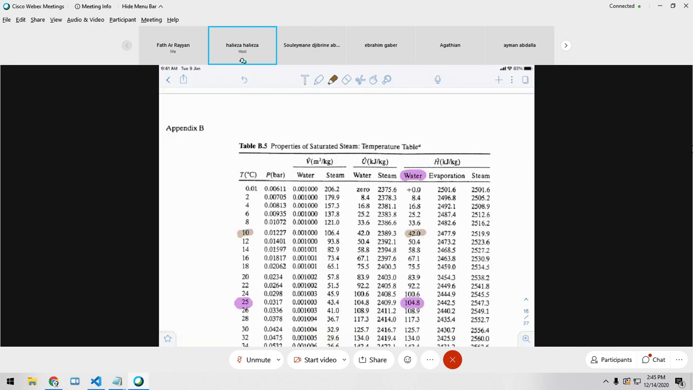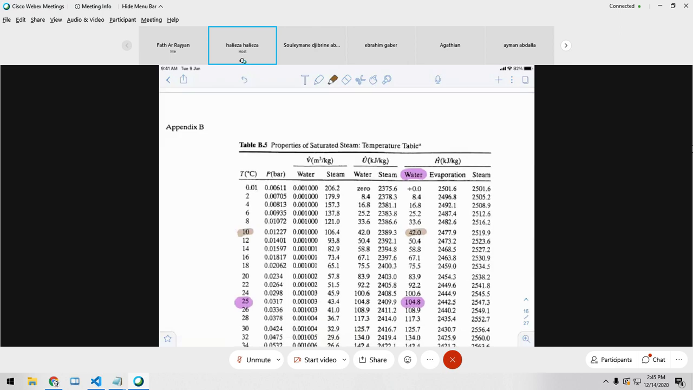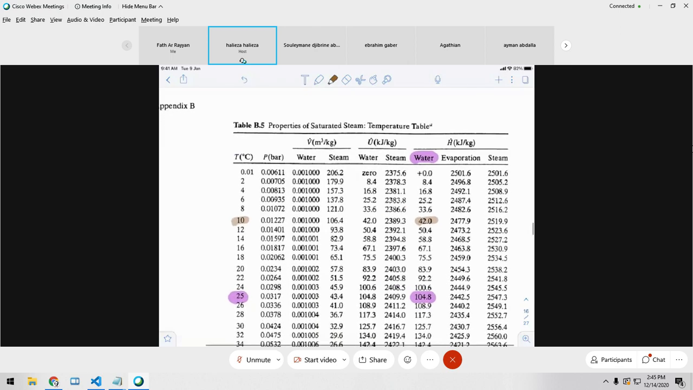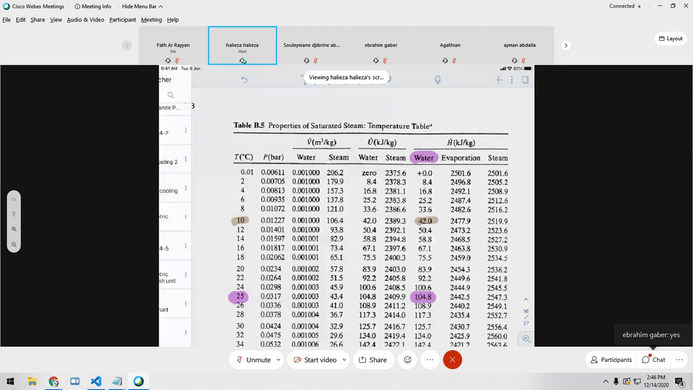Can you see? It's 42. Okay, I'm going to jot that down, it's 42. So I'm going to go back to that example just now.